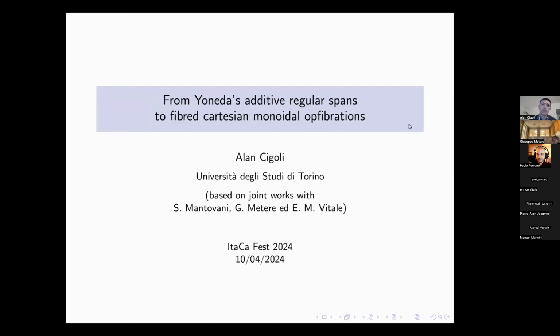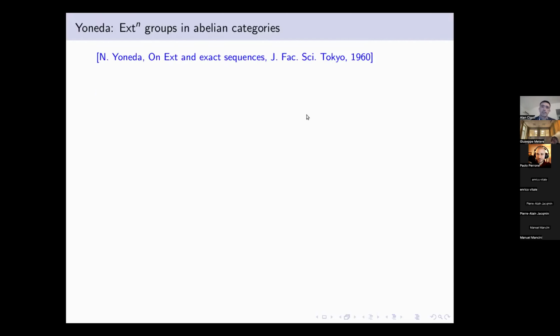Okay, so what I'm going to talk about is something I already talked about in Louvain-la-Neuve 2 months ago. Probably today I will be able to go a bit further. And what I will talk about is somehow a summary of works that I did together with Sandra Mantovani, Beppe Metere, and Enrico Vitale in the last, say, 4 or 5 years about a study of an intrinsic definition of cohomology. Let me start with the Yoneda Ext groups defined by Yoneda in this famous article.